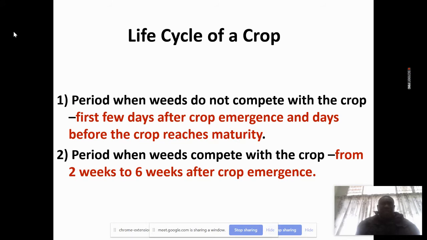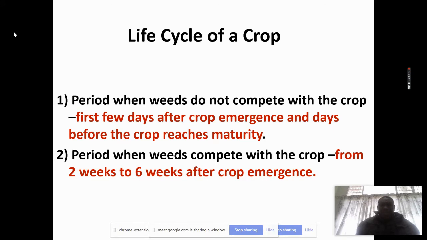So, if we look at the life cycle of a crop, there are two distinct periods. The first one is the period when weeds do not compete with the crop. These are the first few days after crop emergence. That is the first part. The second part is the days before the crop reaches maturity. Those are the periods when weeds are not competing with your crop.